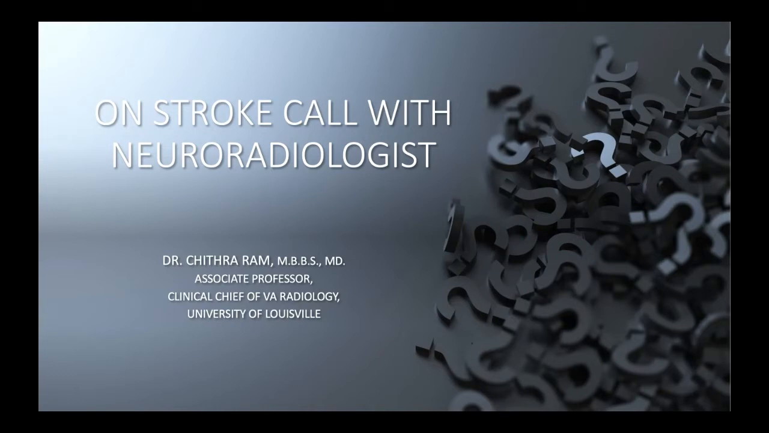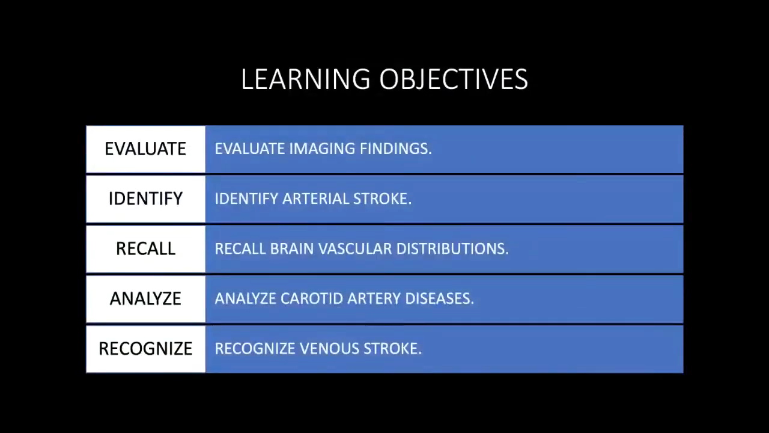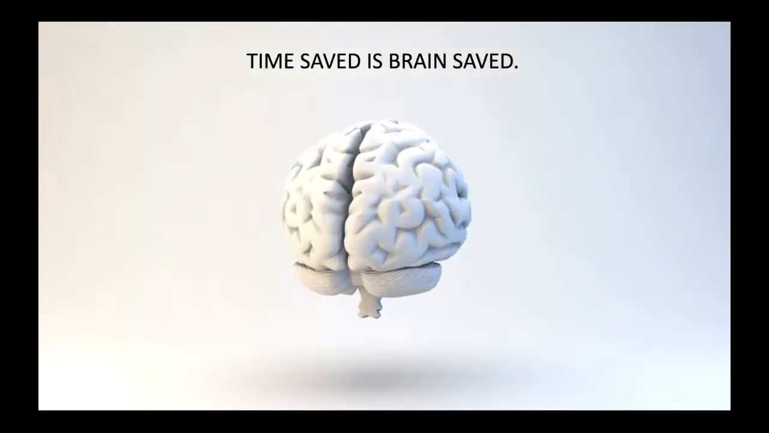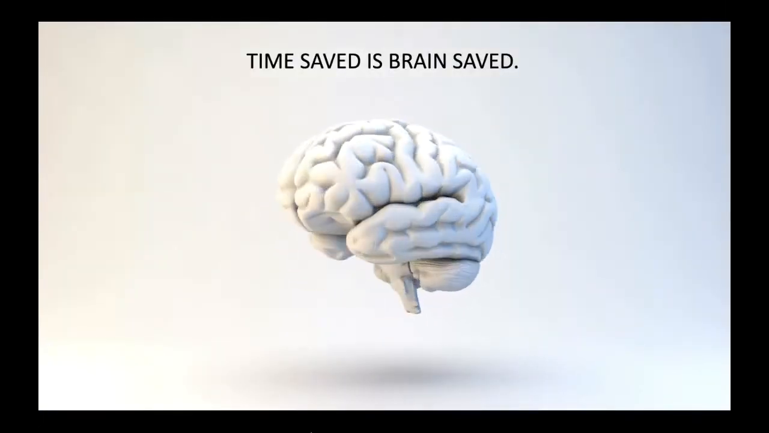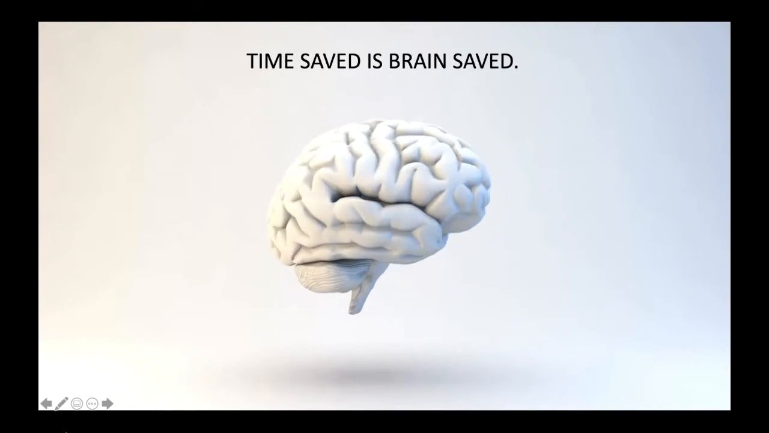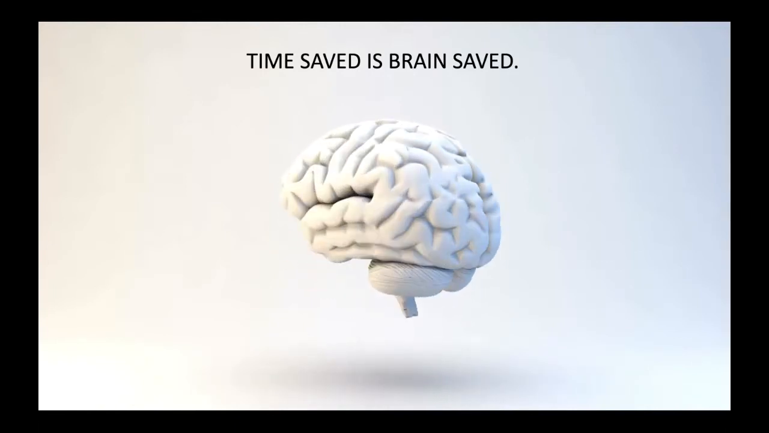So today we are going to take call together. So stroke call with the neuroradiologist is the topic of choice. And the learning objectives are to evaluate the imaging findings, to identify the arterial stroke, to recall the brain vascular distributions, to analyze the carotid artery diseases, and to recognize venous stroke. This is the mantra of stroke imaging and treatment, right? Time saved is brain saved.